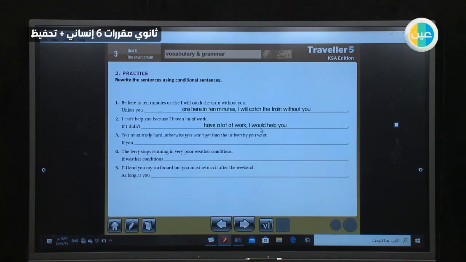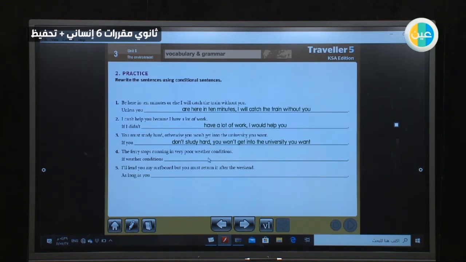The main clause, would. Number 3, you must study hard, otherwise you won't get into the university you want. So here you are talking about a possible situation. Okay, so we will go with conditional type 1. If you don't study hard, this is the if clause, present simple, you won't, which is will plus not, get into the university you want.